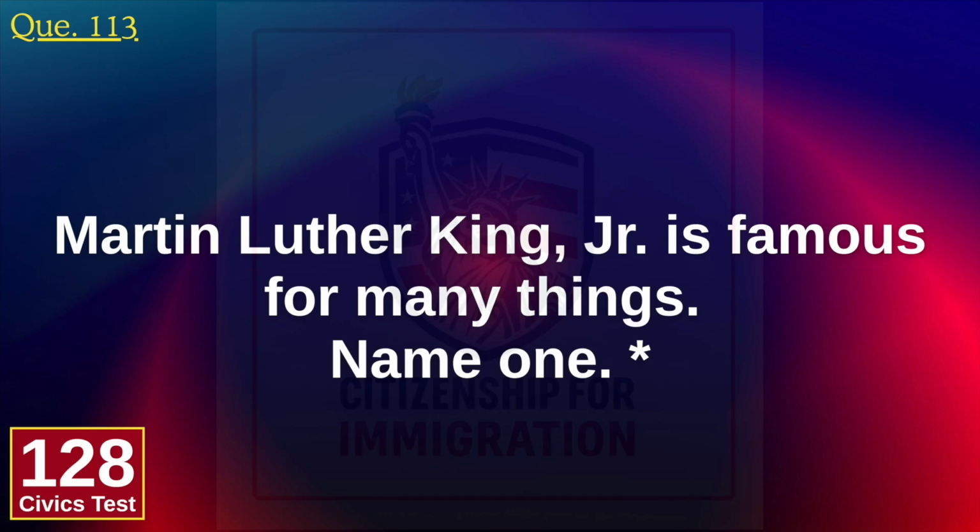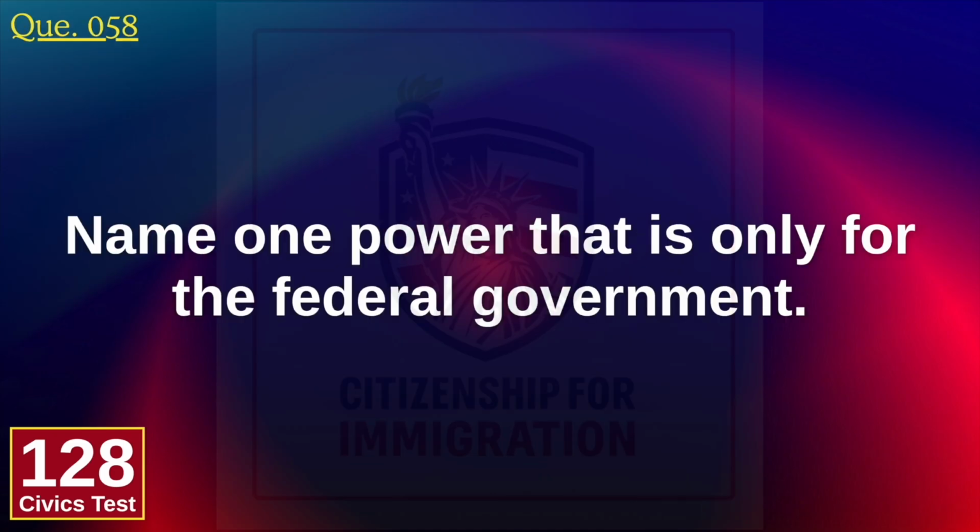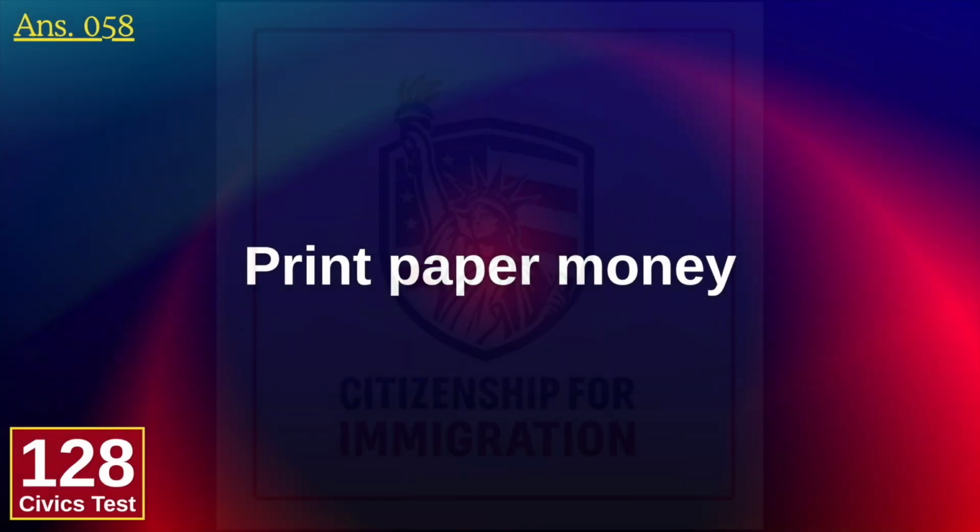Martin Luther King Jr. is famous for many things. Name one. Fought for civil rights. Name one power that is only for the federal government. Print paper money.